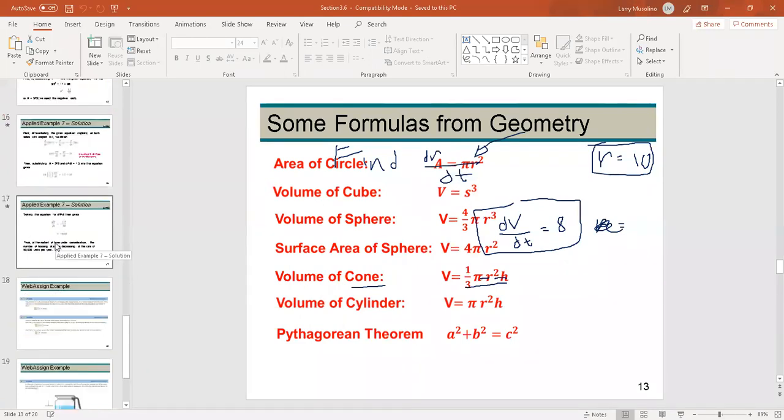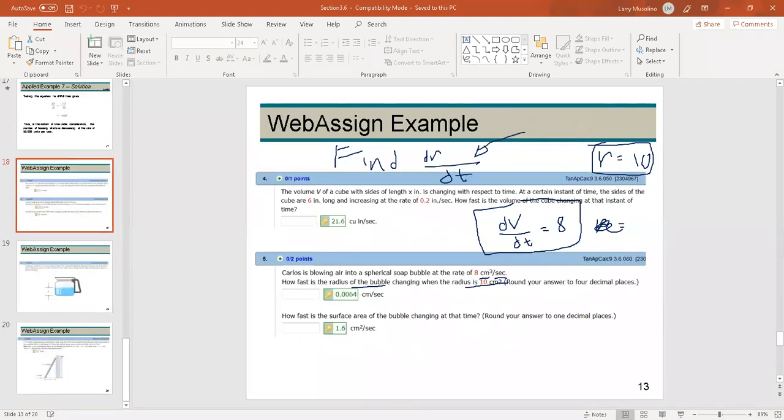All right, so I'm going to use that formula for the volume of a sphere. So let me write that out. V is 4/3 pi r to the third.